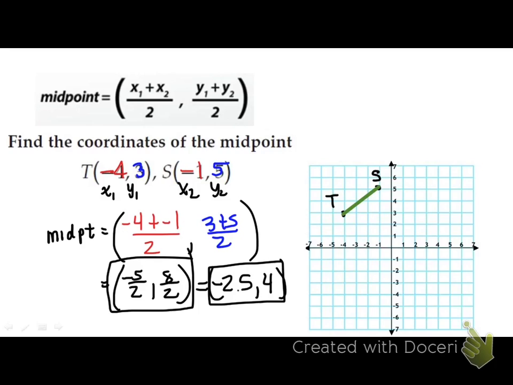If I plot that point, again we have halves for this one, so be wary. I'm going to go back 2.5 and up to 4. Look at that beauty. This is the midpoint. I want to be able to label that.